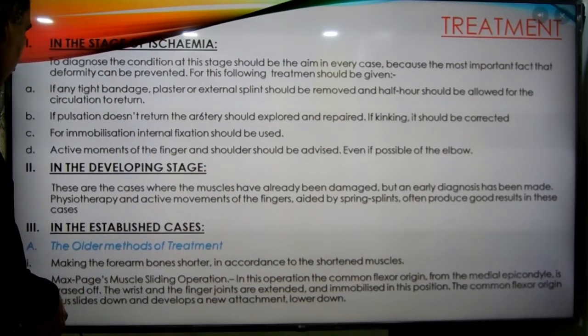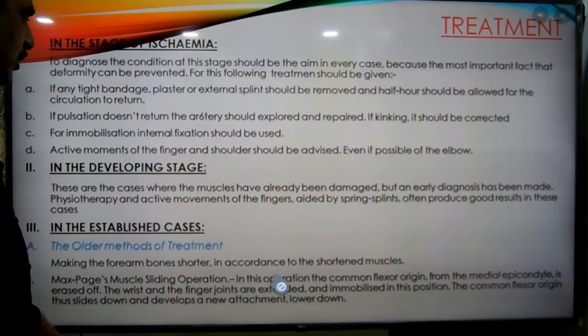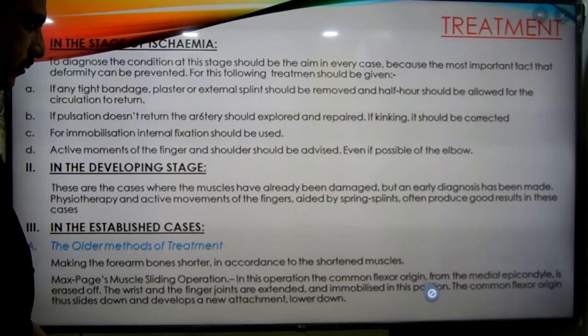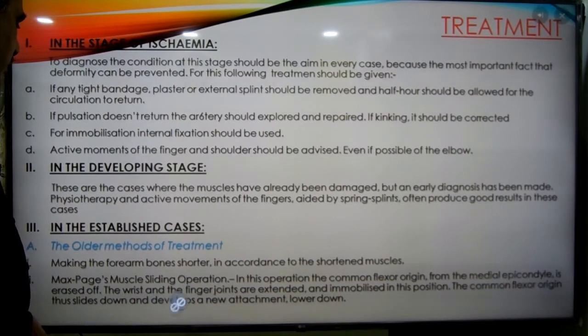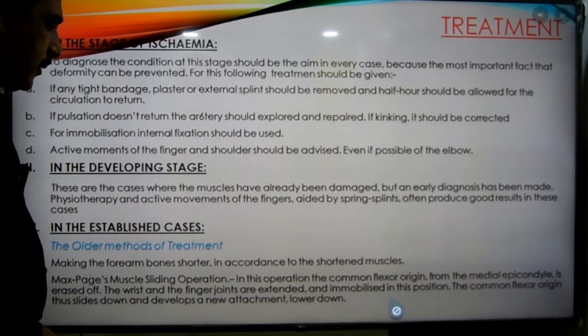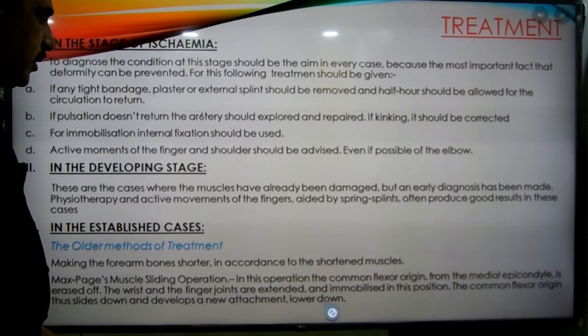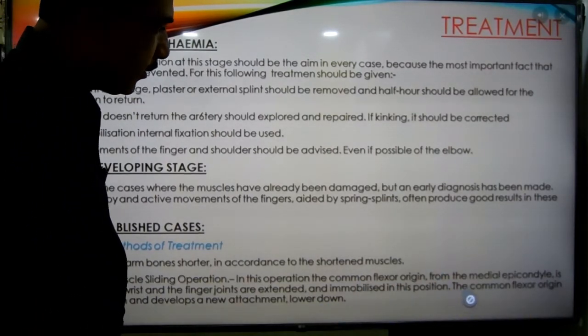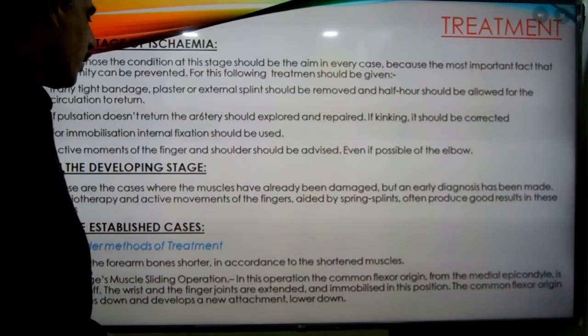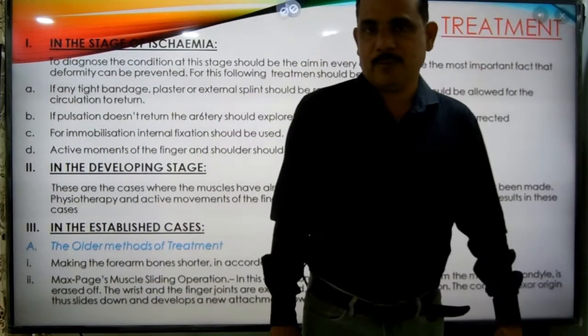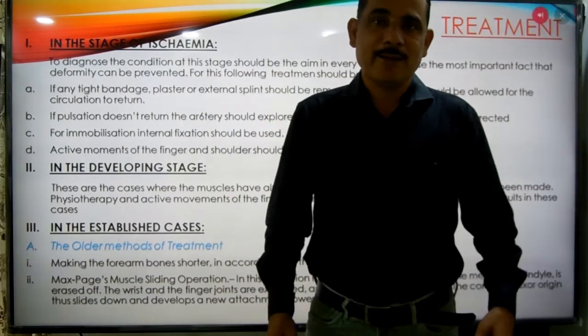Then second, Max Page's muscle sliding operation. In this operation, the common flexor origin from the medial epicondyle of the humerus is erased off, and the wrist and the finger joints are extended and immobilized in this position, and the common flexor origin thus slides down and develops a new attachment lower down. Do you understand this? Max Page's muscle operation.